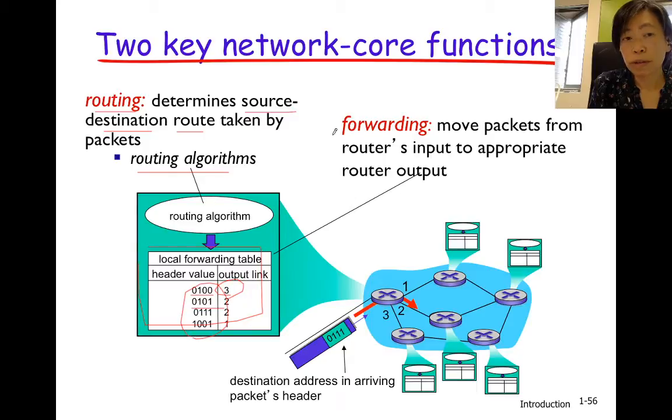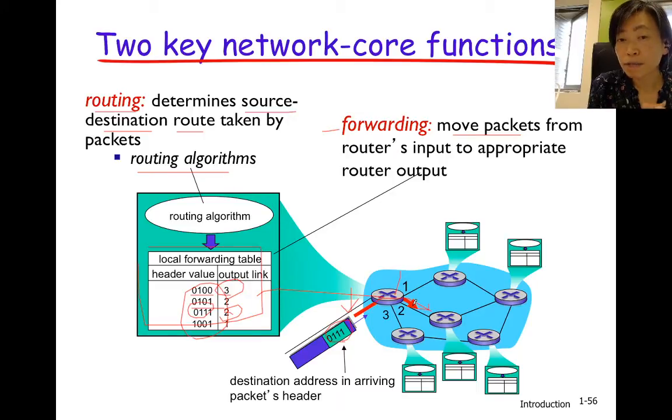Now, this table serves the second very important function called forwarding. It's primarily to move packets from one input to the output. So it happens right here. What I'm drawing here is a packet arriving at this router. Inside the packet header, it says the destination of the packet is 0111. The router will go to the forwarding table and look up the header destination value and try to find a match. Let's see. Yeah, this is the matching entry. According to the forwarding table, we should pass it on to output link 2. That's why you see an arrow pointing through output link 2. So that was the forwarding function.